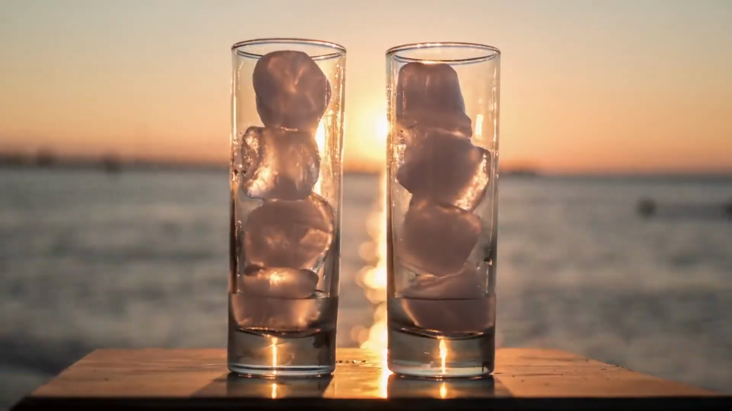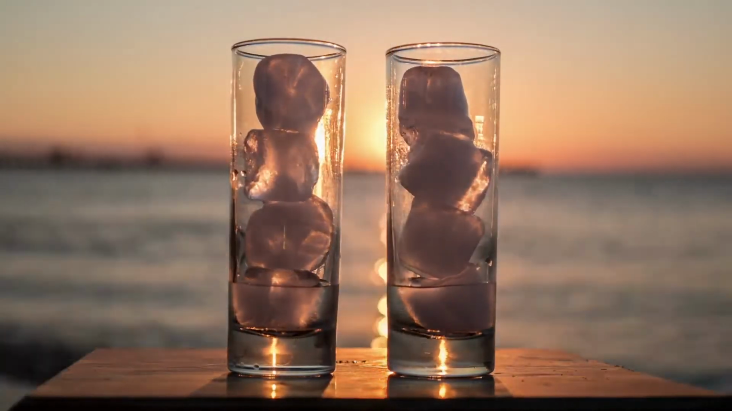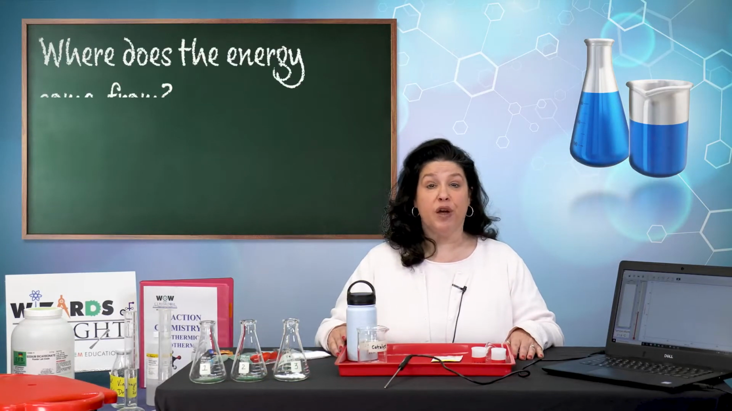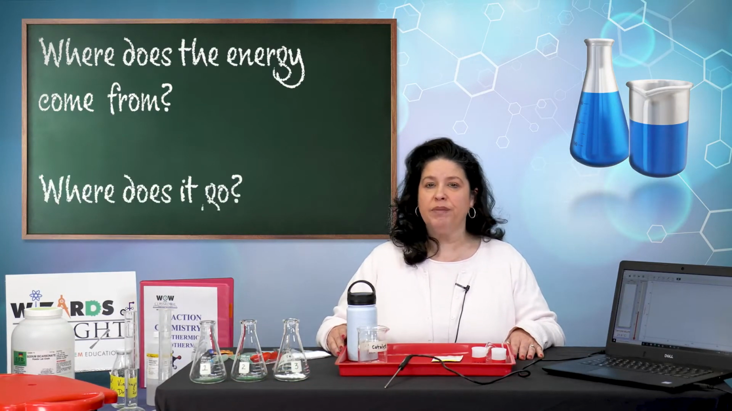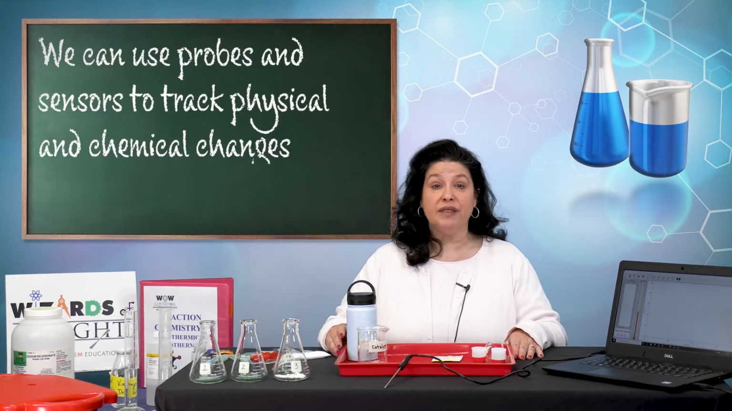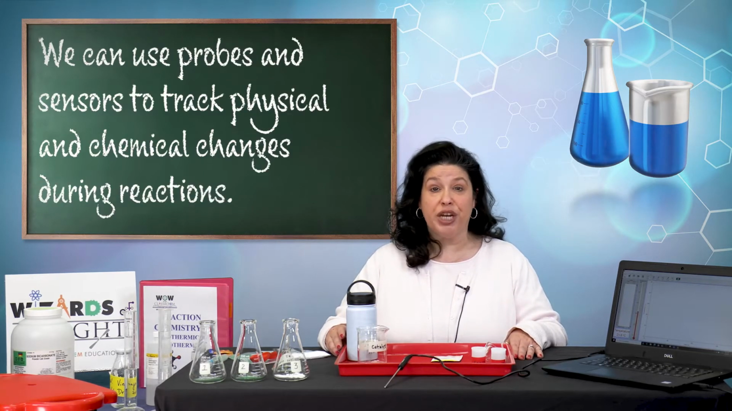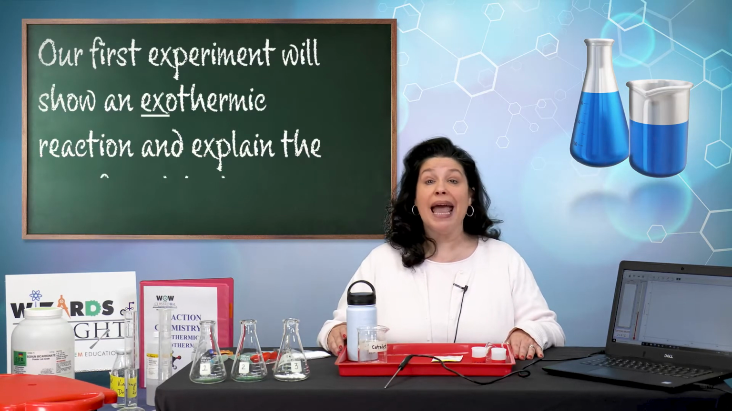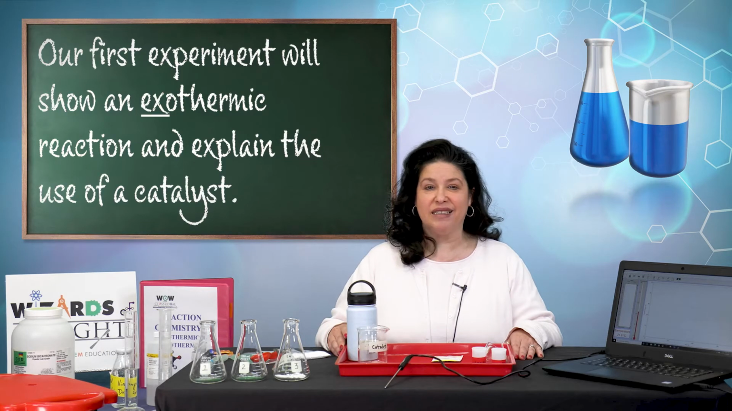Ice melts as it absorbs heat from the atmosphere around it. When deciding what type of a reaction is occurring, think to yourself, where does the energy come from and where does it go? We can actually use probes and sensors to track the physical and chemical changes during reactions. Our first experiment will be to show exothermic reactions and catalysts.